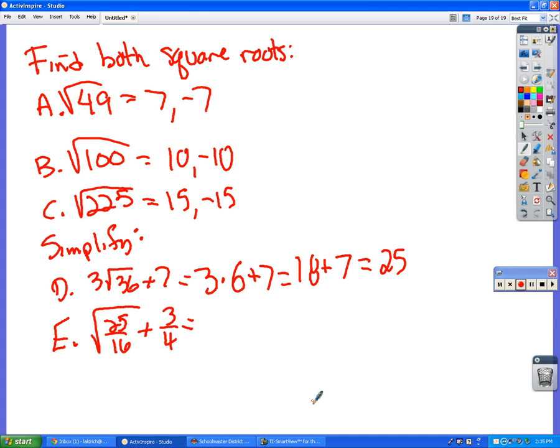5 over 4. Good. Like I said, you can also take the square root of each number individually. The square root of 25 is 5. The square root of 16 is 4. So the square root of 25 over 16 is 5 over 4. Now we need to add on to that 3/4. What's 5/4 plus 3/4? 8/4, because 5 plus 3 is 8. And then 8 divided by 4 is 2.